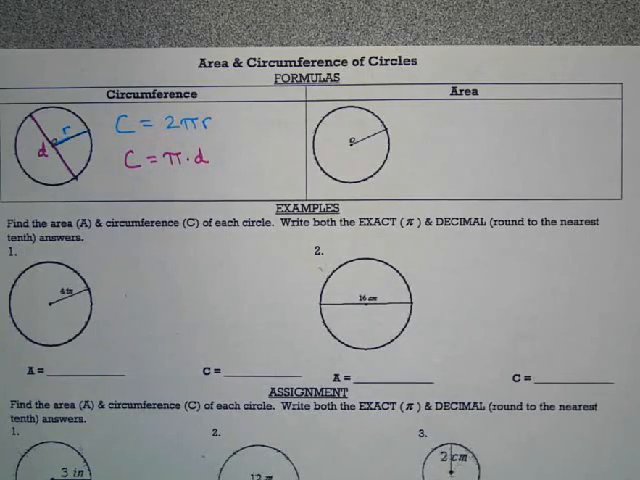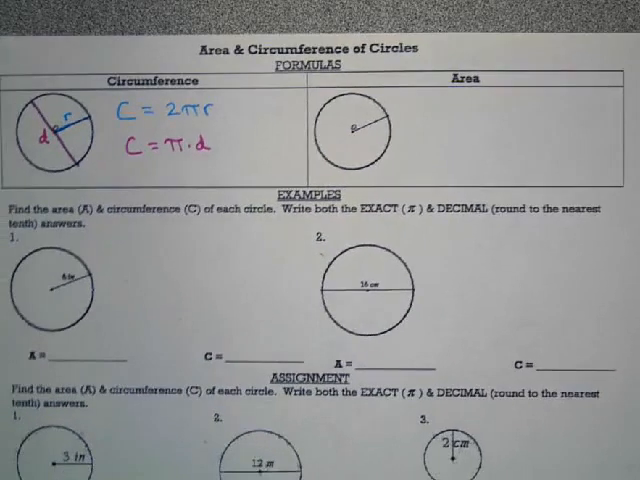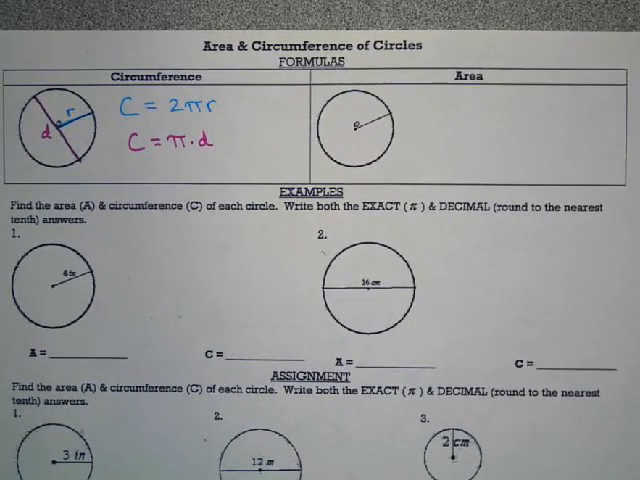So what happens is, when you find the circumference, there's two ways you can write an answer. You can write an exact answer, which is in terms of pi. So we actually don't even use the calculator. We don't multiply anything out. We just write it with pi still in the answer.